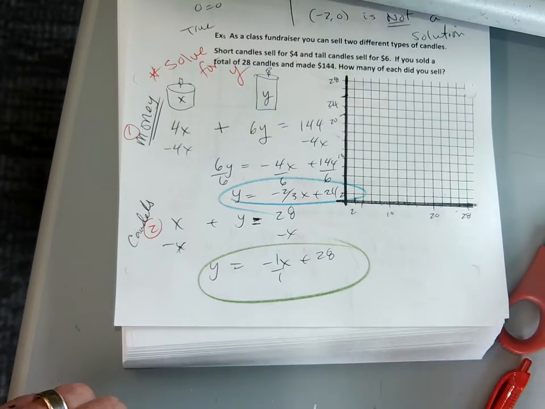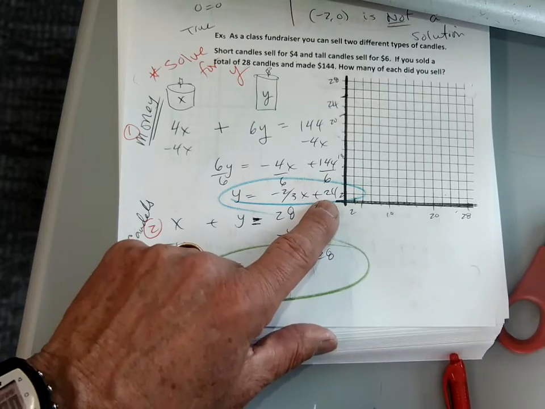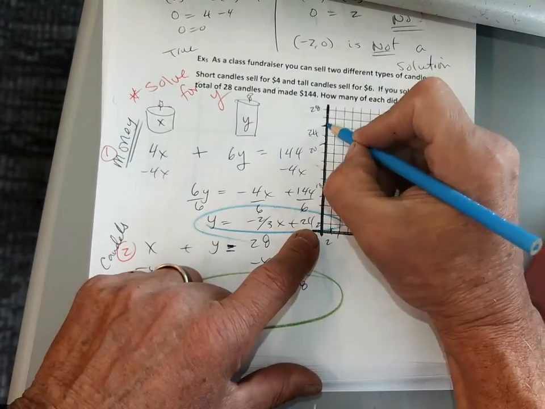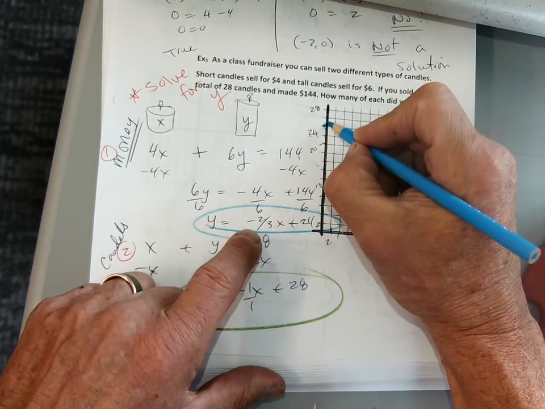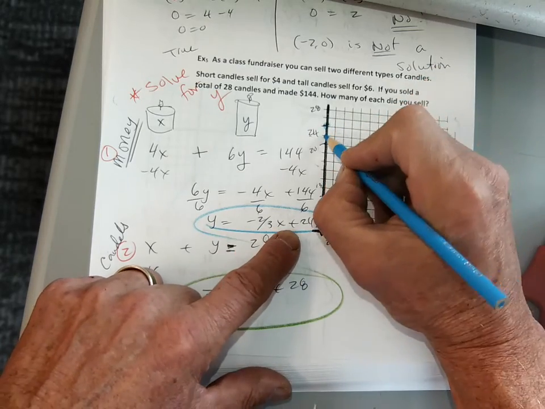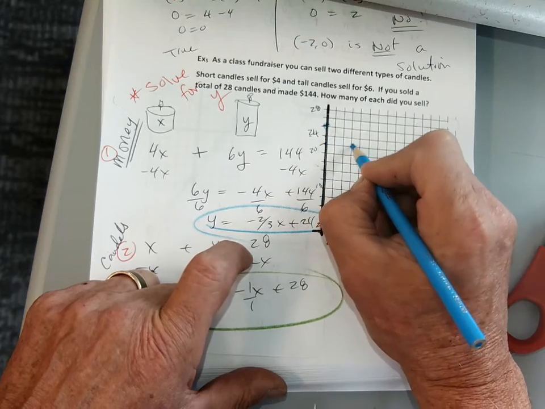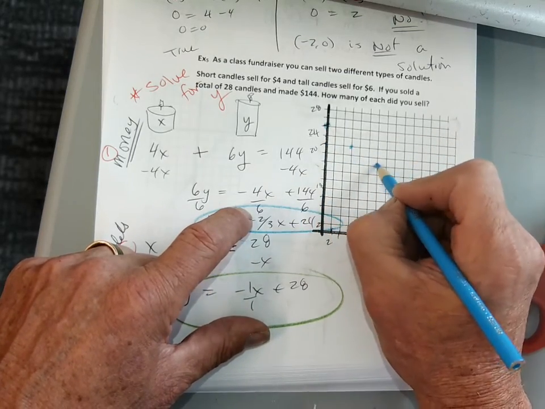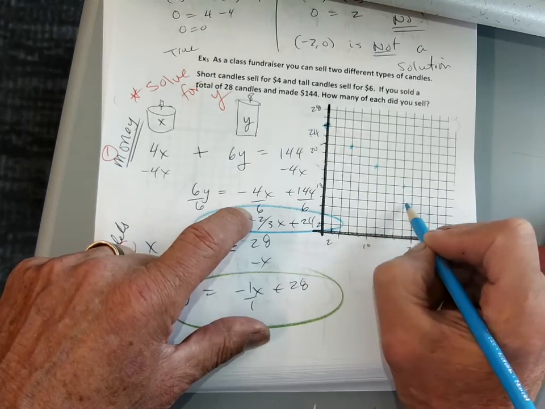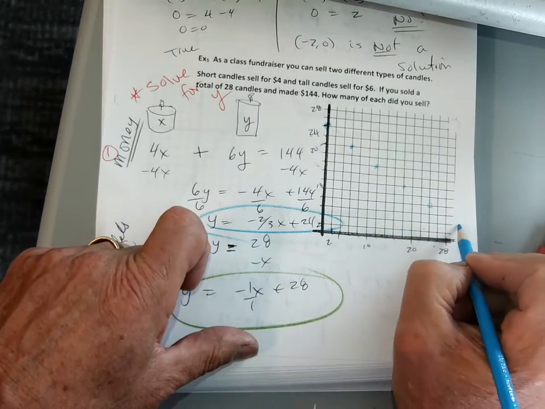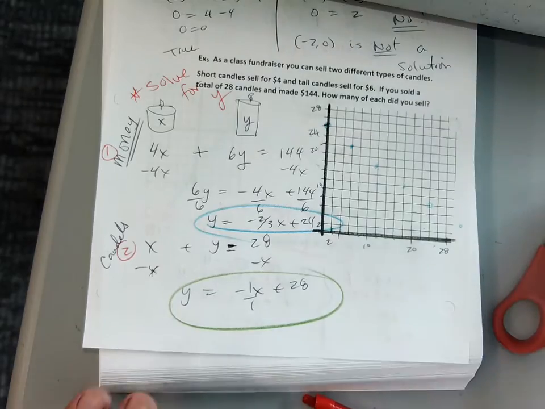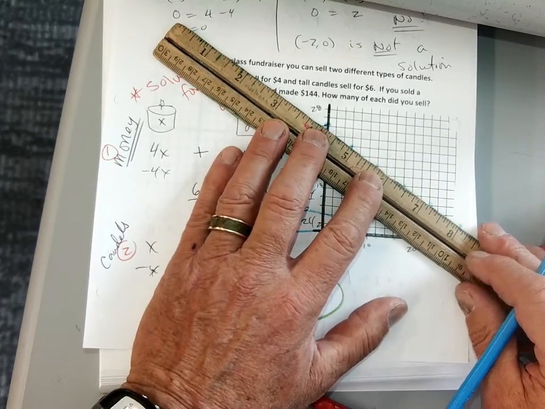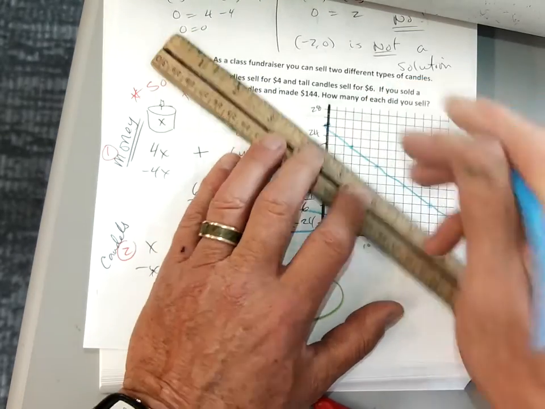Okay, so let's try and graph these. Start at 24. And I'm going to go down 2 over 3, or I'm actually going down 4 over 6, down 2 over 3, down 2 over 3, down 2 over 3, and it's off the paper. Hopefully that won't matter, because I'm just looking for a point of intersection, okay? Okay, there we go.